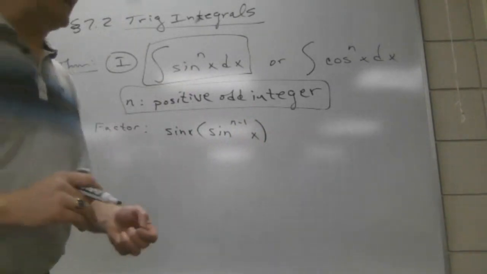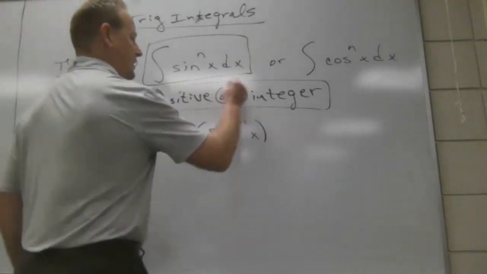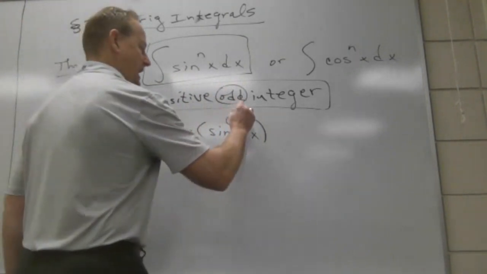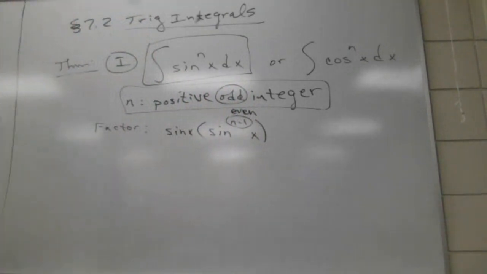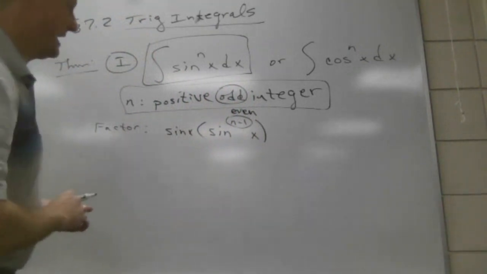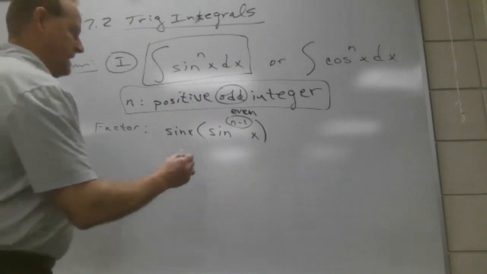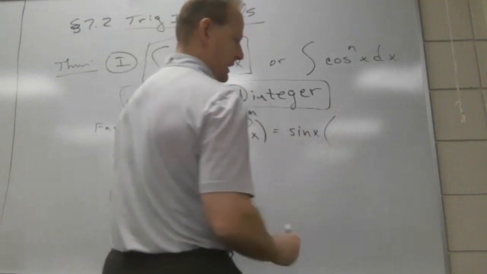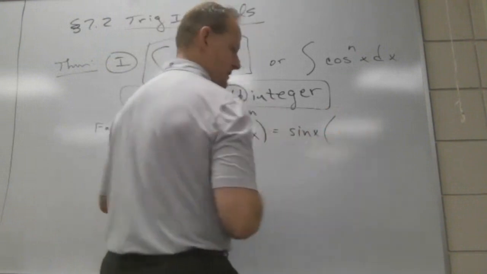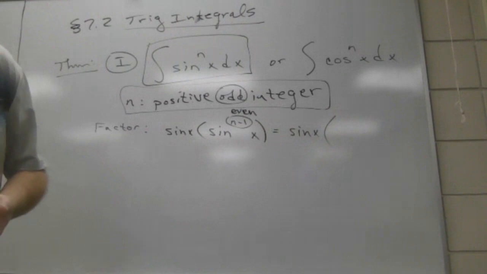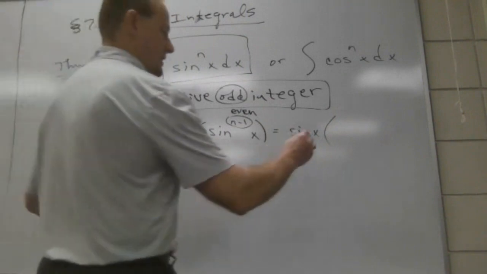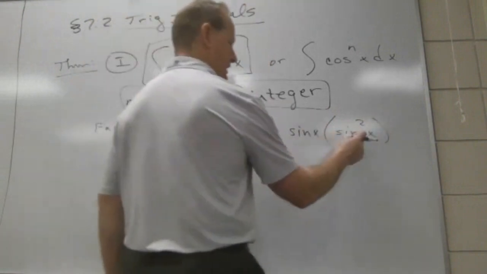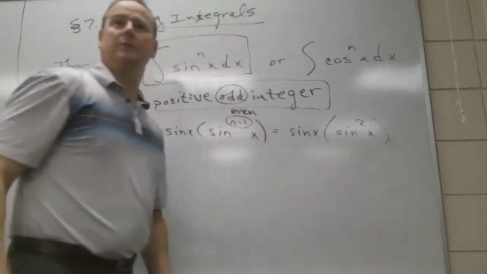And then we're going to do some things like that. So if n is odd, what do you know about n minus 1? It's even, okay? And why is that important? It's going to be divisible by 2. So what I can do is write it as something different. I can write it as sine of x times sine squared of x, to a certain power. So if the exponent is 6, obviously it's sine squared of x to the 3rd power, right?